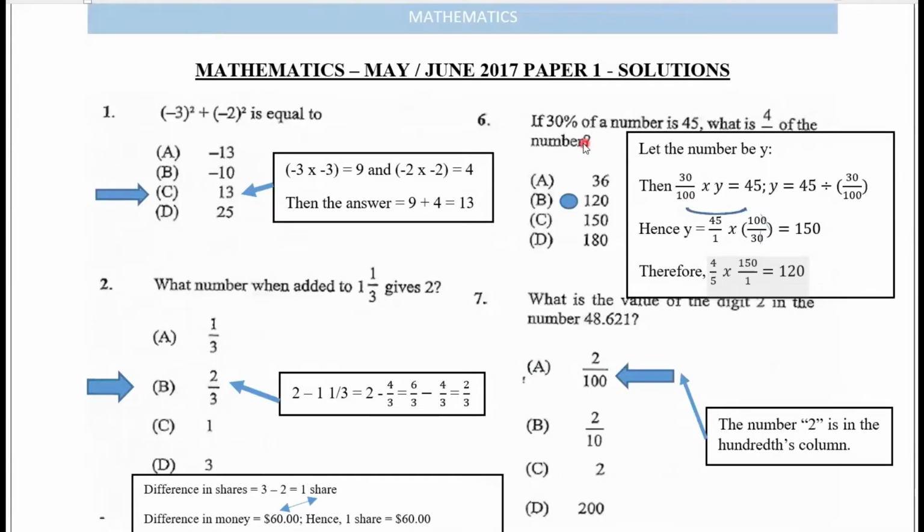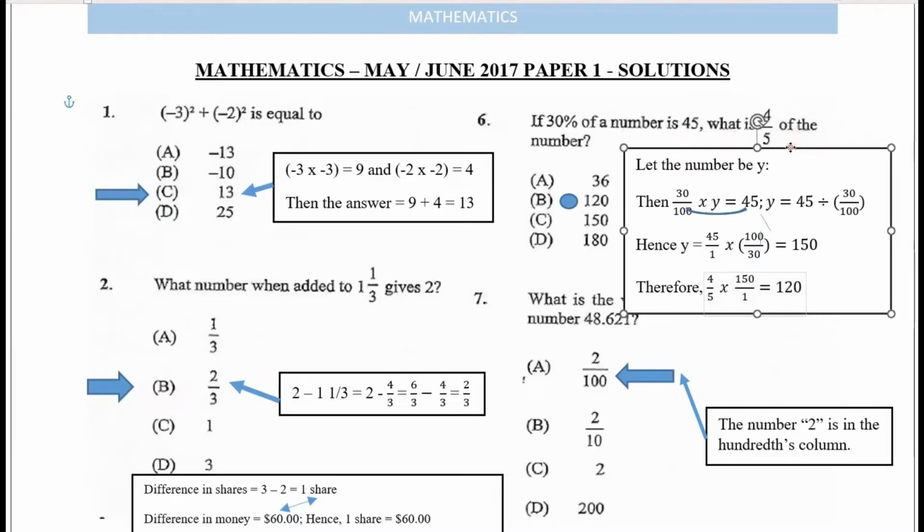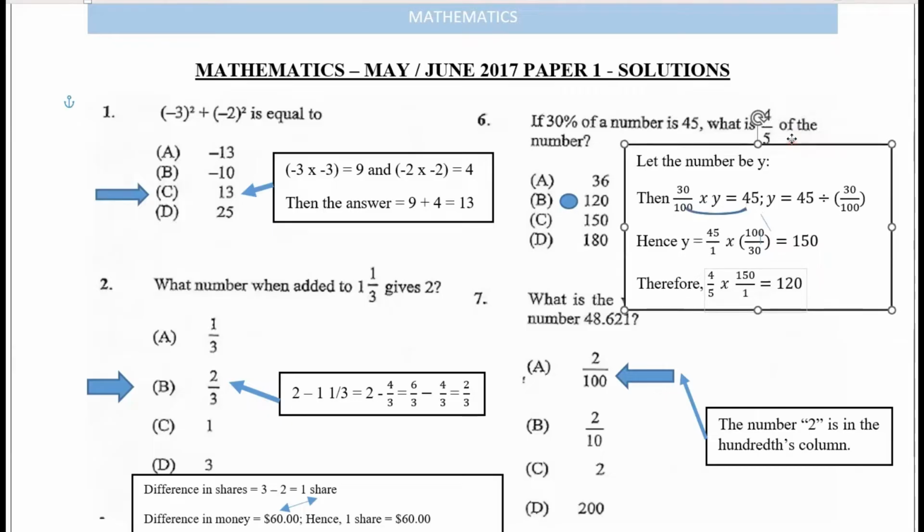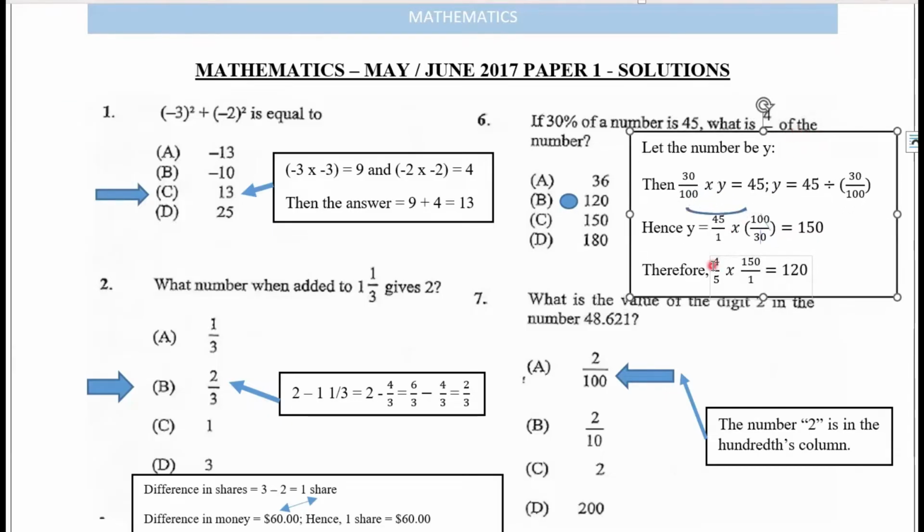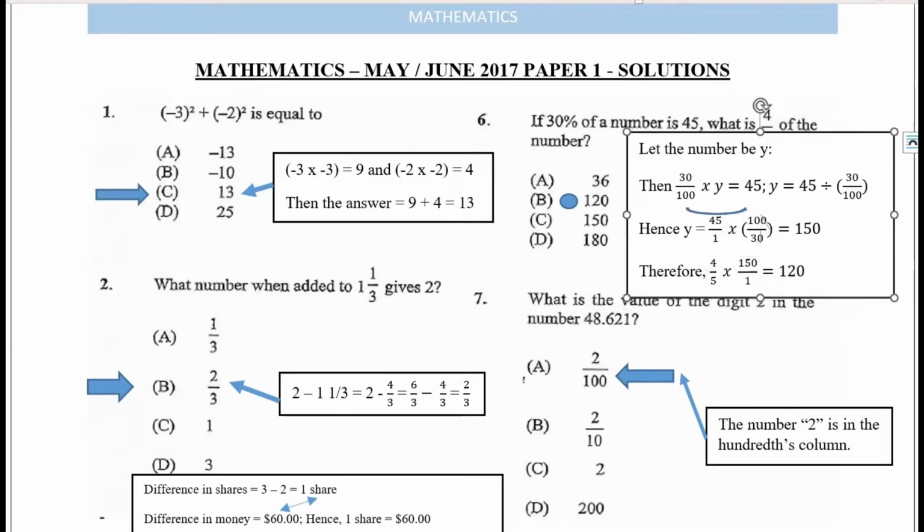Number 6, a very tricky question, I must say, but let's take our time with it. If 30% of a number is 45, now this box is blocking it, but essentially it's talking about 4/5. What is 4/5 of the number? All right. So what is 4/5 of the number?